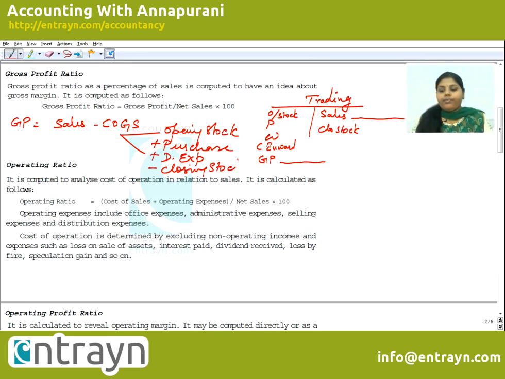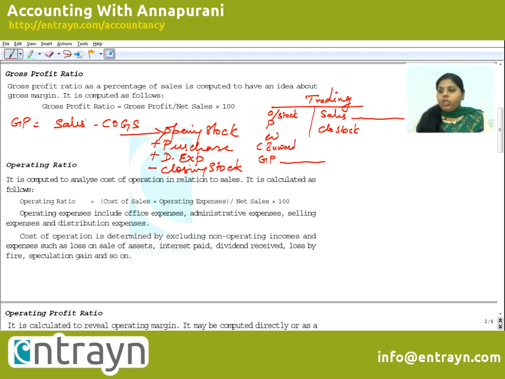Okay, so this is the formula for cost of goods sold. Got it, students? All these pertain to the trading account. The items are related to the trading account. So that is what I've told you here. Gross profit is equal to sales minus cost of goods sold. Cost of goods sold is equal to opening stock plus purchases plus direct expenses minus closing stock.